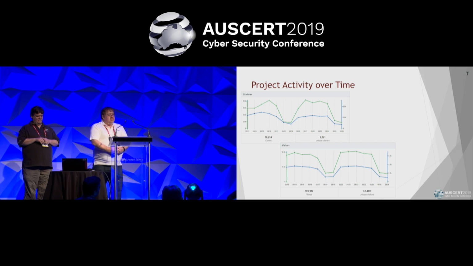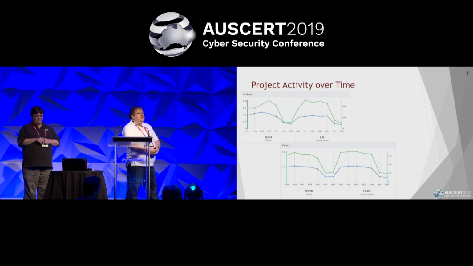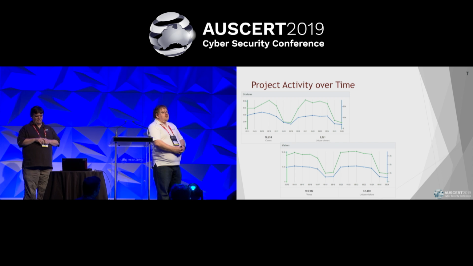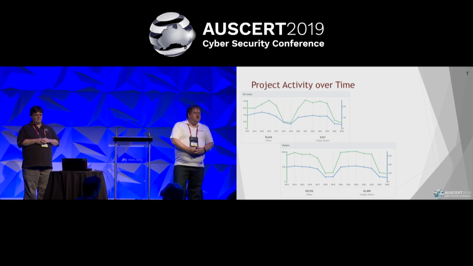And then if we turn around and look at the project activity over time, those first two graphs were showing the commits into the project itself. How do we go about measuring how people use OpenSSL? So who's not actually contributing code but working with it?